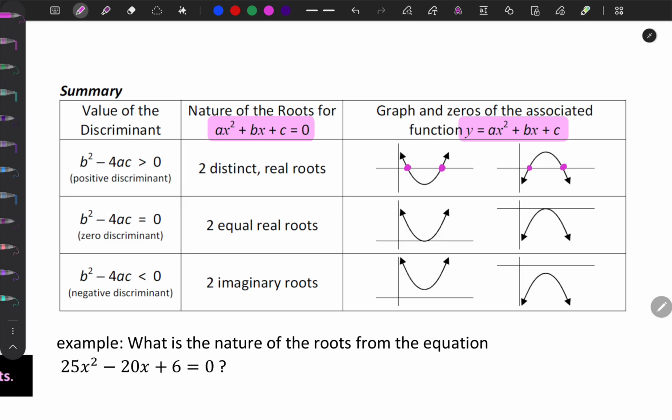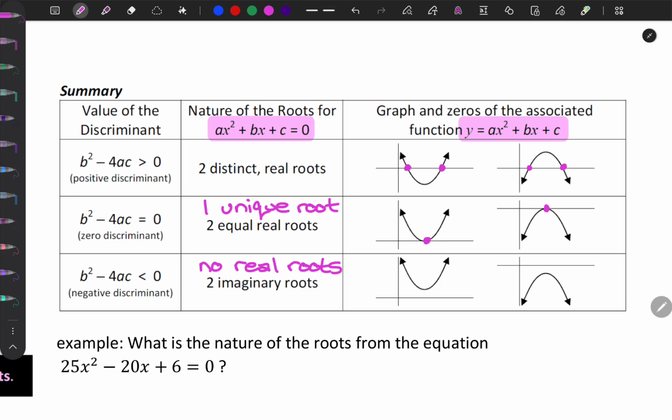Our second case, when our discriminant is equal to 0, we only have one unique root or two equal real roots. I'm also going to write one unique root here. You want to be able to recognize either term and know what it implies for the discriminant. Our third case, a negative discriminant, can either be described as two imaginary roots or no real roots. And the equivalent graph would have no x-intercepts.